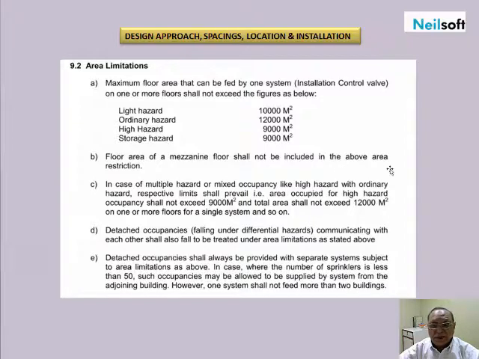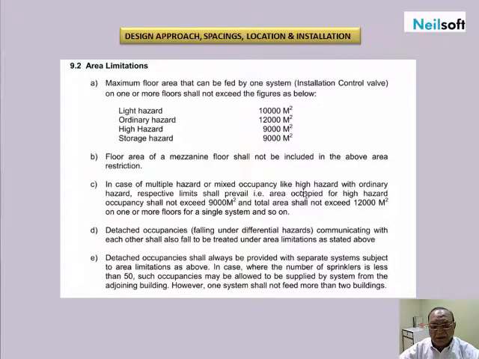Floor areas of mezzanine floor shall not be included in the above area restriction. What does it mean? When we are having certain mezzanine floors within this area, it should not be included with this area. It means the horizontal surface area will remain this only, irrespective of the mezzanine floor over there.